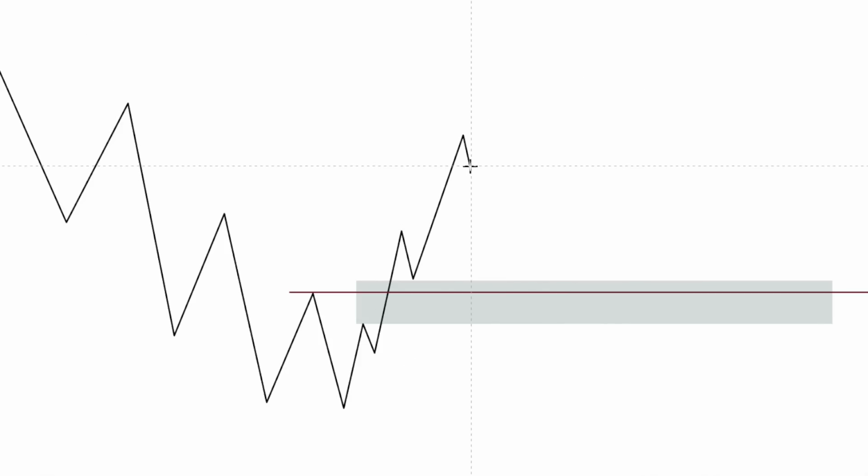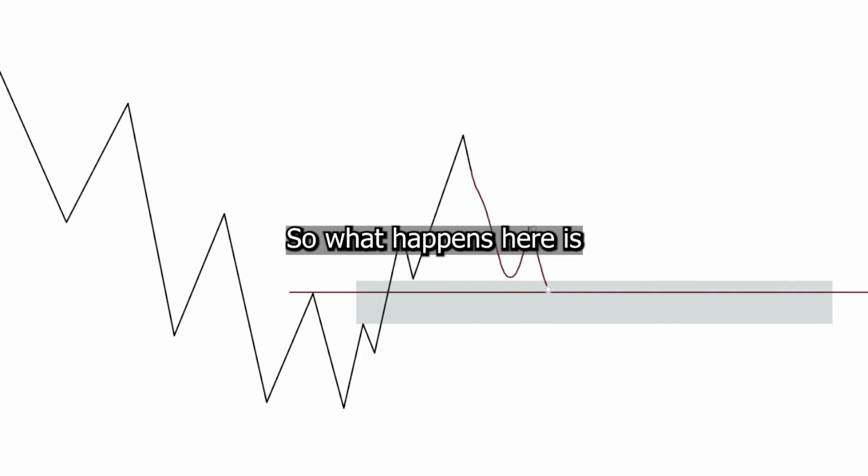So another type of confirmation would be price approaching your level and pulling back without making full-on contact with your overlap and then coming back to make contact. So what happens here is there will be an order block formed right here.